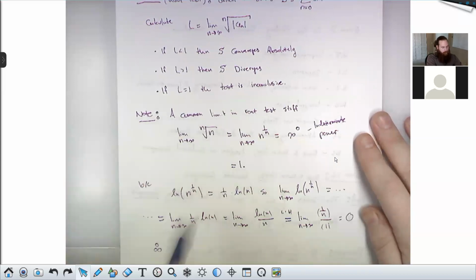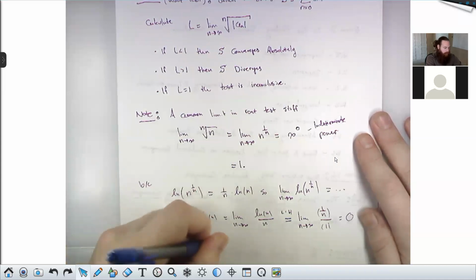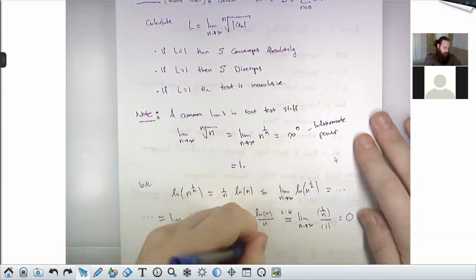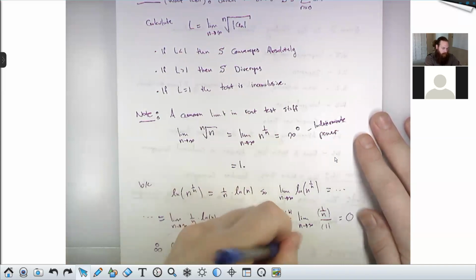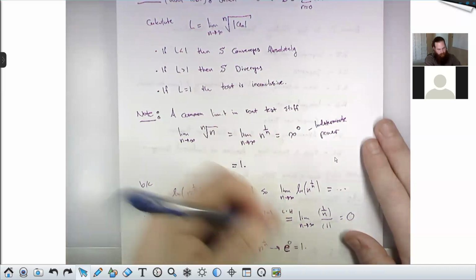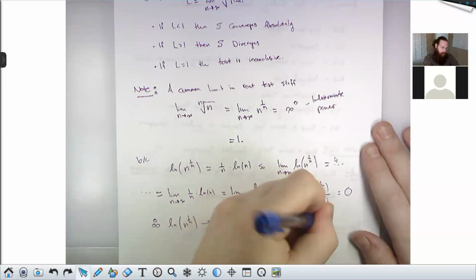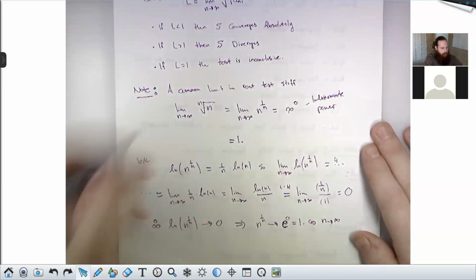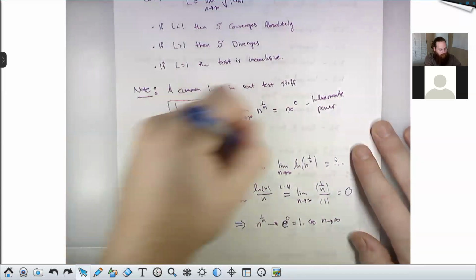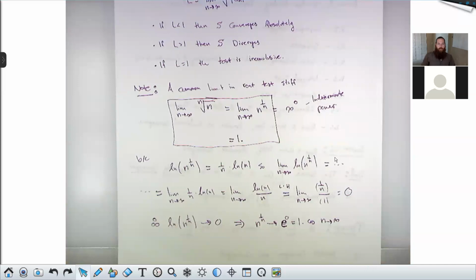Therefore, the natural log of n to the 1 over n goes to 0, which implies n to the 1 over n goes to e to the 0, which is 1, as n goes to infinity. So yeah, the limit of the nth root of n, or the limit of n to the 1 over n, that's 1. And you don't want to have to show that every time because it's a bit of work, right? It involves taking logs and using L'Hopital's rule.